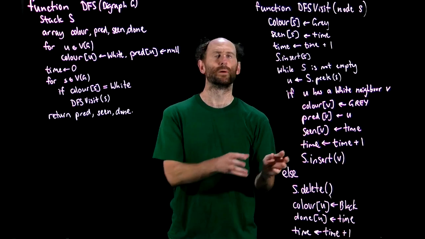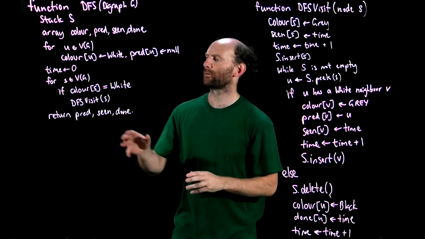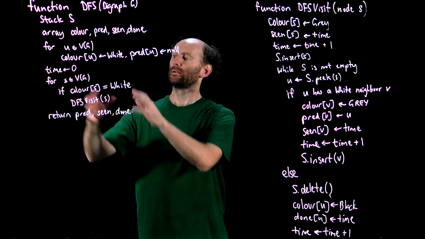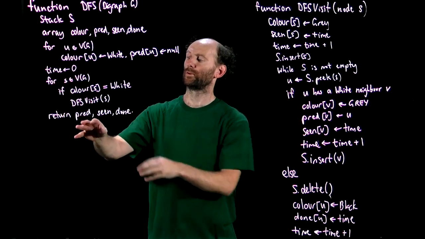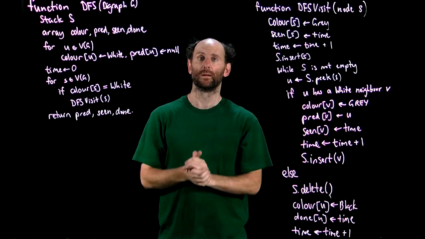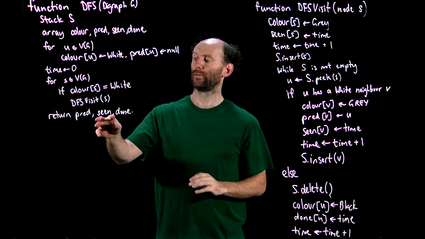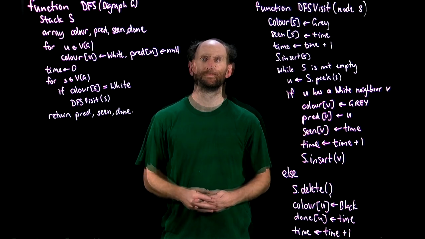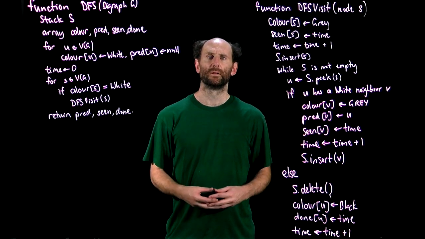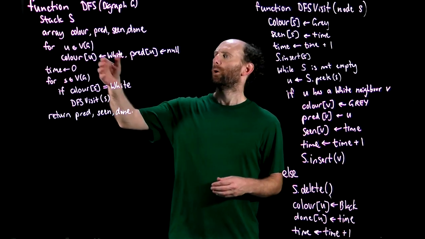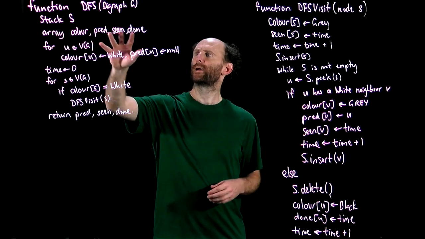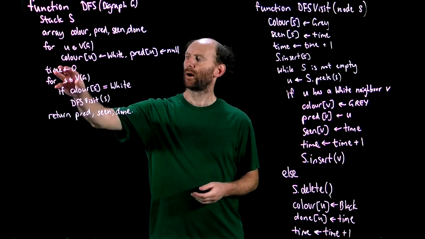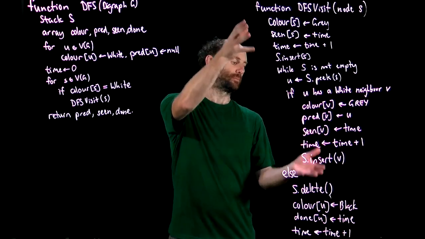Once we're done in this loop, we'll return to our main algorithm, DFS. We'll see if there's any white nodes. If there are no white nodes, we'll simply return the predecessor array, so that'll be the search forest, and we'll return the seen and done times, which will be useful for any analysis we want to do. So notice the differences from the general traverse algorithm. All we've done here is we've added in the stack, we've added in the seen and done arrays, we've kept track of the time, and that's pretty much it.